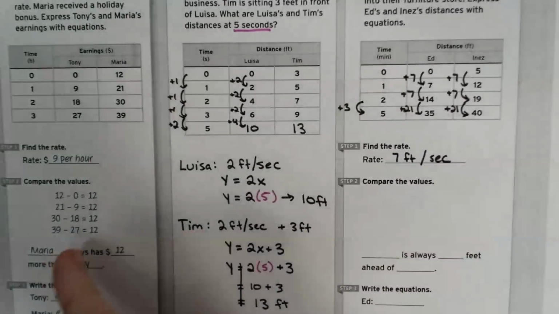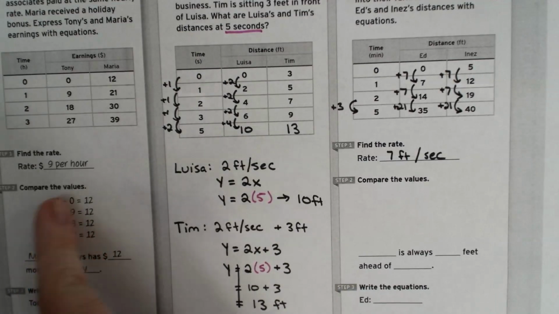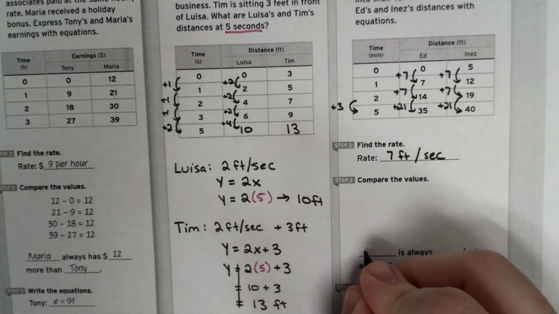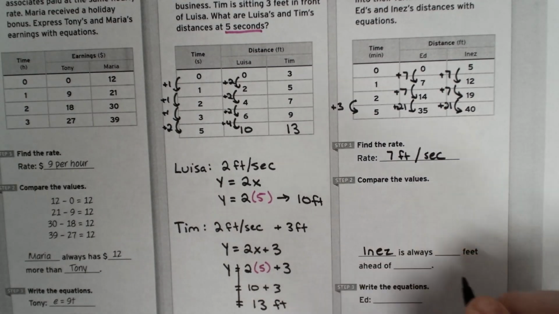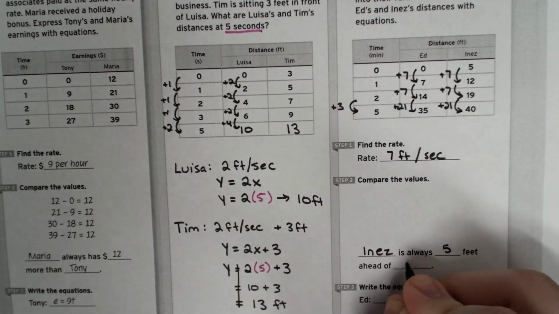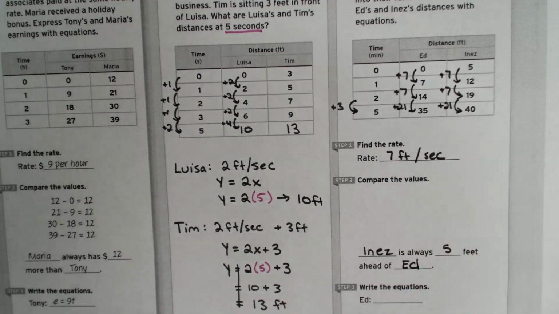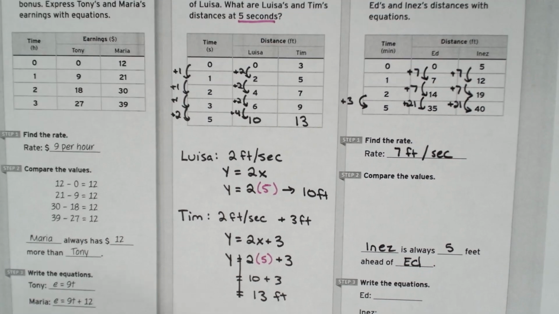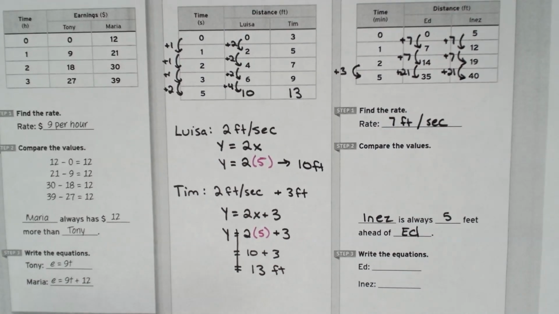Now over here, this is what it wants us to do. I'm not going to do any of that. I think we're pretty safe to say that Inez is always 5 feet ahead of Ed, right? So if they're both moving at 7 feet per second, but Inez has a 5-foot head start, how would I write Ed's equation?